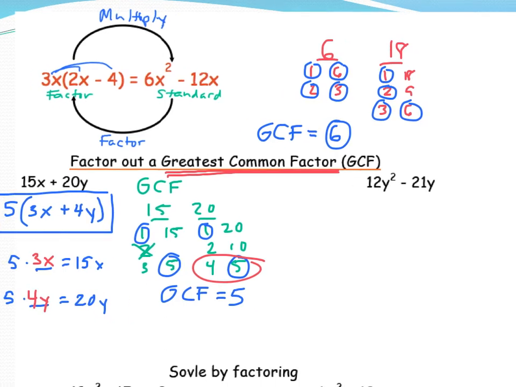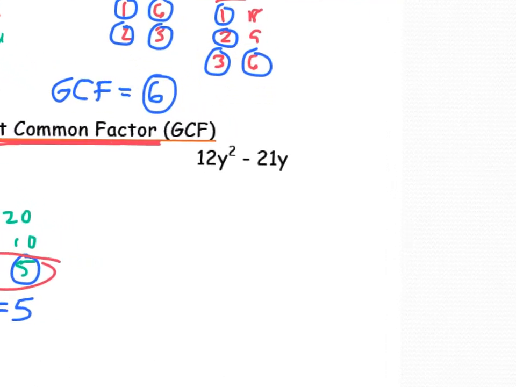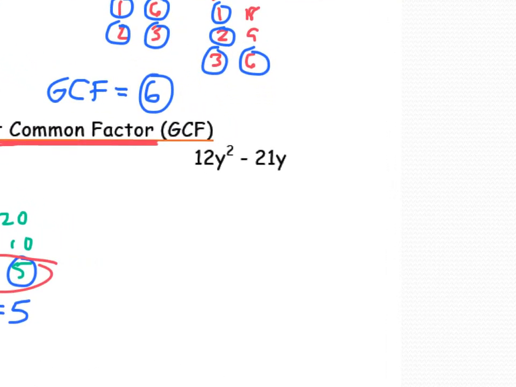Okay, let's take a look at the second one. Now this example is a little difficult because we have both a number and a variable. So when we treat something like this, notice how we have y squared and y. I'm going to talk about the variable second, but let's talk about numbers first. I have 21 and I have 12. Okay, so let's look at the factors.